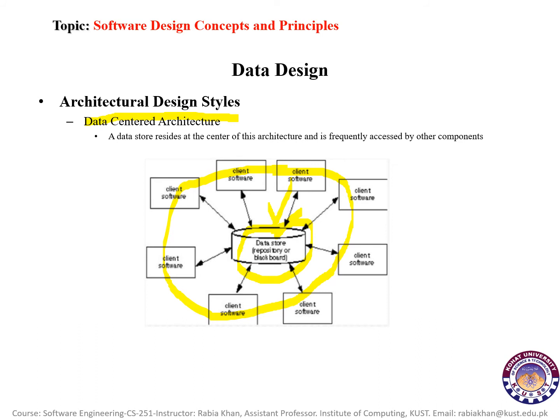Client components independently execute processes. So the data is stored here in the central repository and clients access that data and then can perform actions on that data. The action is generally performed at the client end of the application, that means on the client machine, while data is being accessed or stored at the central repository. This is a very common architectural style, commonly used for databases.